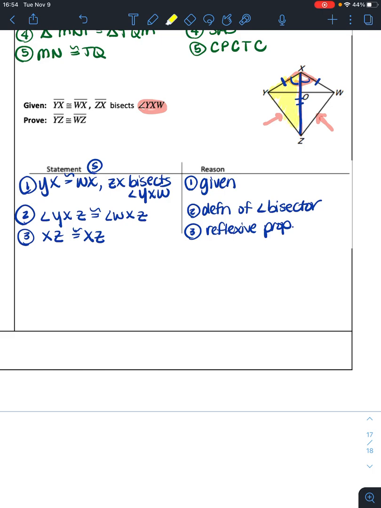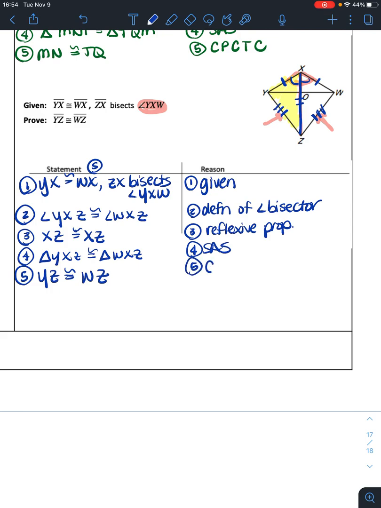So now we can look at these two triangles. We don't even have to look at the little triangles anymore. If I look at that size triangle, I have that these two triangles are congruent. So triangle YXZ is congruent to triangle WXZ, and that is true because of side angle side. And then I'm asking you to prove that YZ is congruent to WZ, and I can do that because corresponding parts of congruent triangles are congruent.